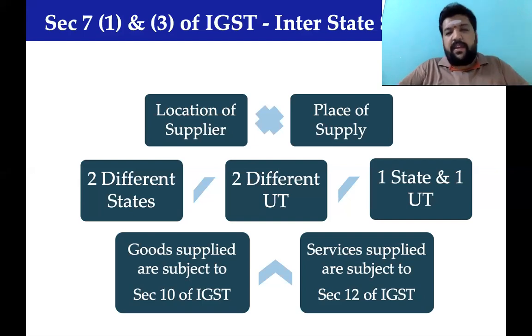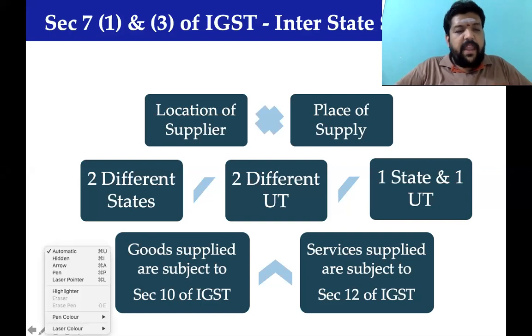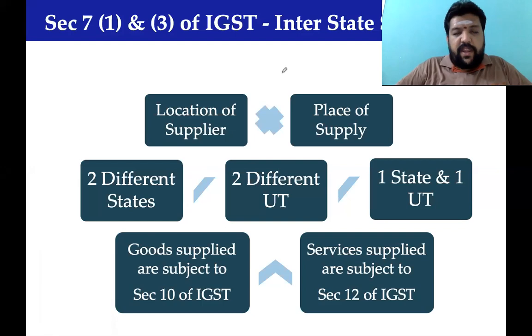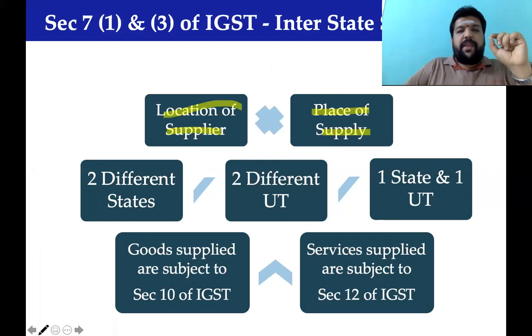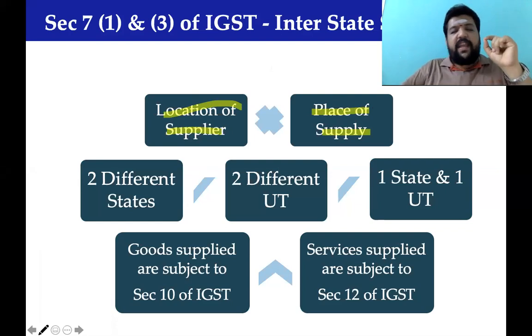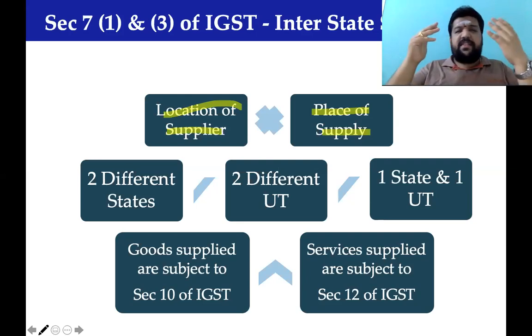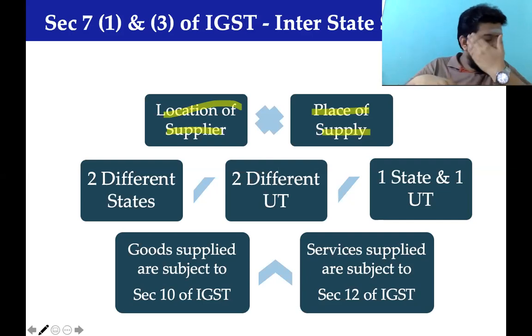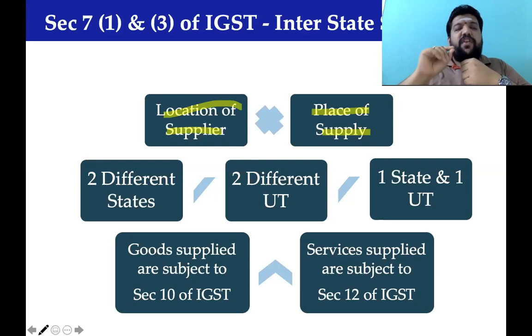If the location of supplier and the place of supply are going to be in different states, different union territories, or a state and a union territory, then no doubt that activity would be treated as an interstate supply. So, this is a very preliminary, very basic level understanding. Great understanding is still waiting for us to learn how a nature of supply is decided.